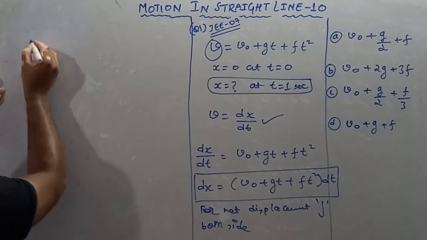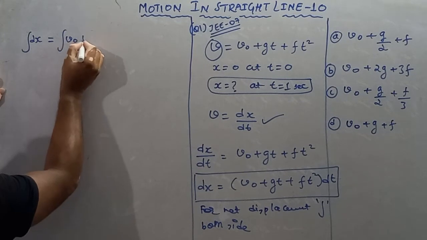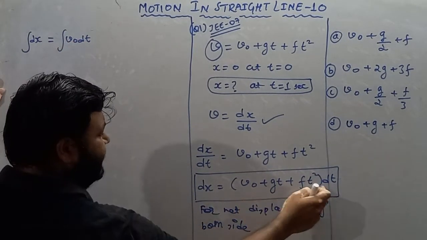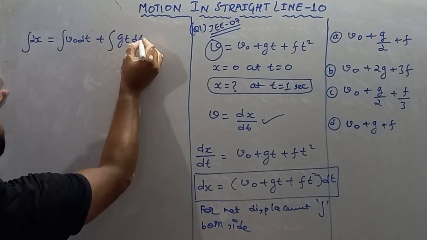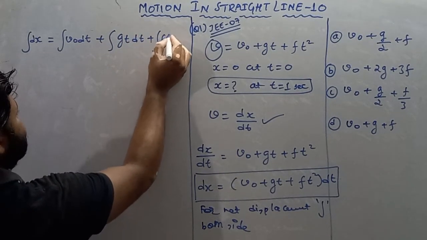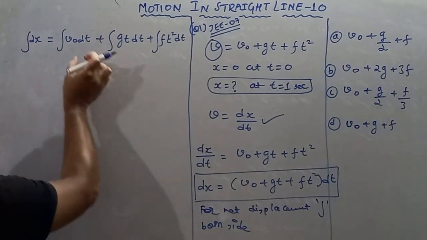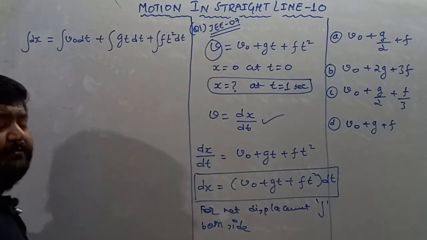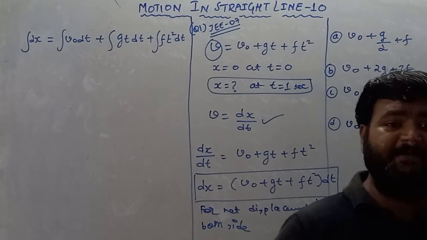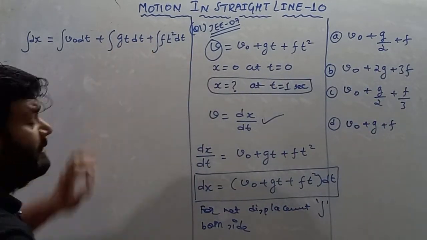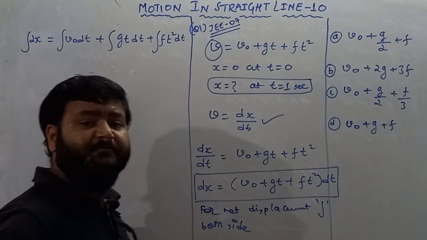So what we'll get, my dear student, is the integration of dx equals the integration of V naught dt, we have to multiply dt with every term, plus the integration of gt dt plus the integration of ft square dt. See, every term in the RHS has dt as its last factor, so we check the last term. According to the last term, we have to put the limit. The last term is change in time, so we'll put the limit in the RHS for every term with change in time.